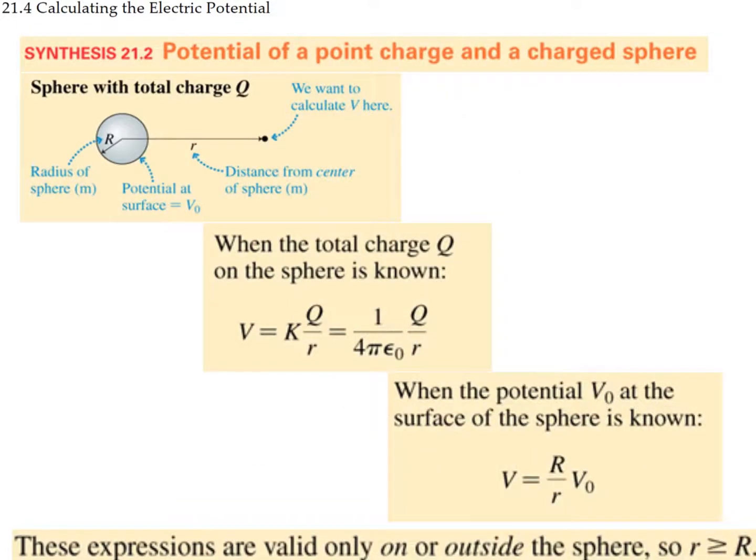Well, kind of summarizing here, we have a charged sphere, and it produces a potential outside, and it produces a potential inside. The potential is given by this, and on the surface is given by this, and inside is also given by that.